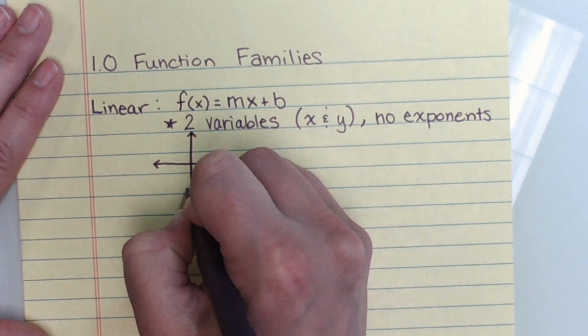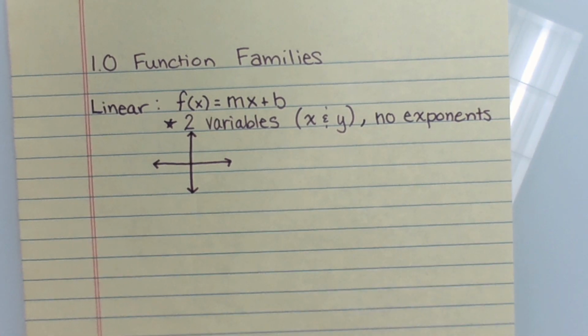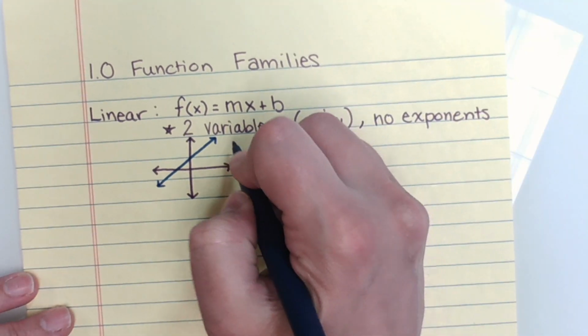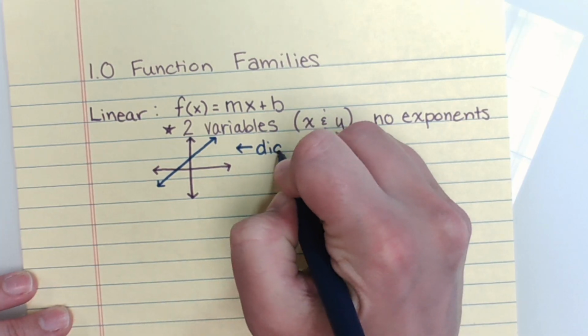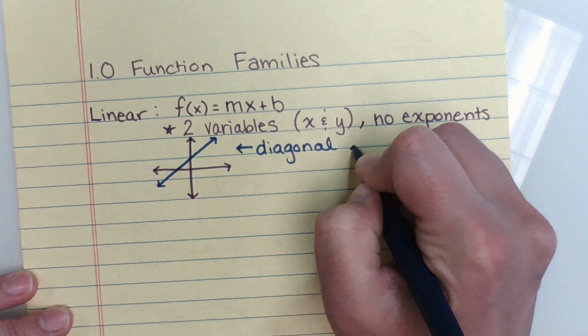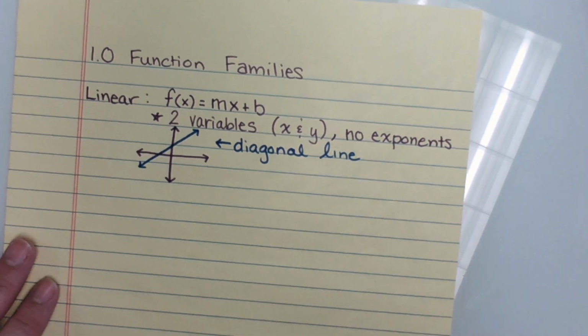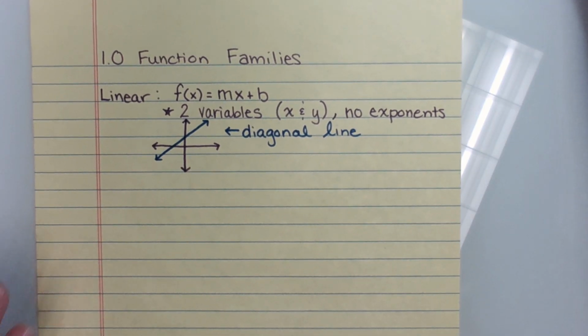Now if I draw a graph, does anyone remember what a linear graph looks like? Straight line. Yes, straight line. Now, technically there's a little bit more pickiness to it. It is a straight line. Specifically, it is a straight diagonal line. The moment that it is vertical or horizontal, it is no longer a linear function. If it is vertical, it's not a function at all. If it is horizontal, it fits under a different family.